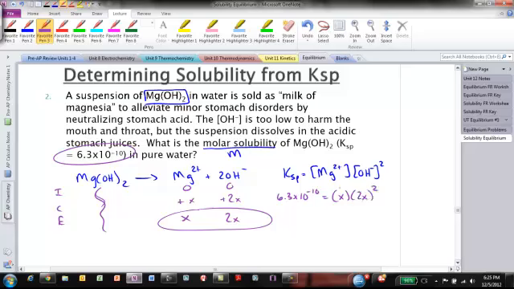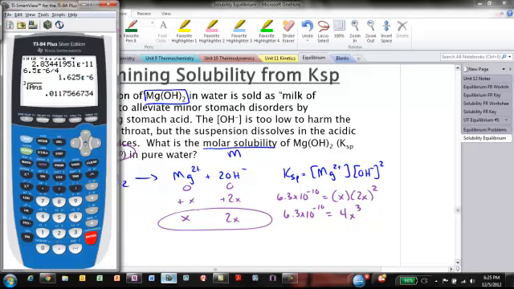And you're going to see this a lot with solubility. Not always, but whenever it's a 1 to 2, this is what you're going to see every time. So this is just going to become 4x cubed. That's the steps that I did before. And we're going to solve for it.